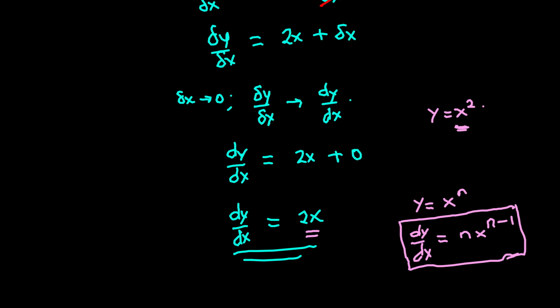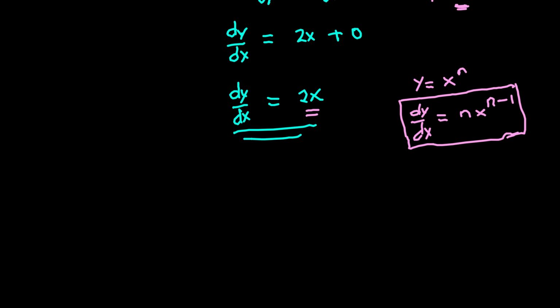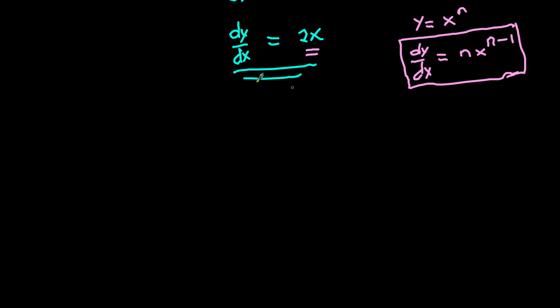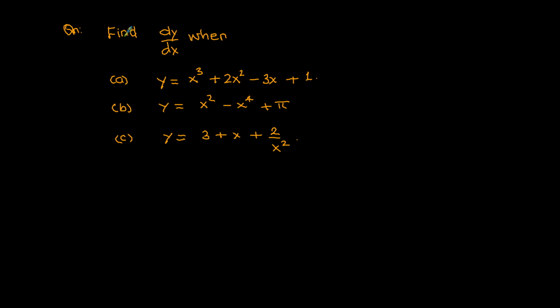So with this clear picture in mind, we can go ahead and look at an example where we're going to use this general conclusion we have got from this working. So let's look at an example that involves the power rule. Looking at this question, it says find dy by dx when y is equal to x cubed plus 2x squared minus 3x plus 1.